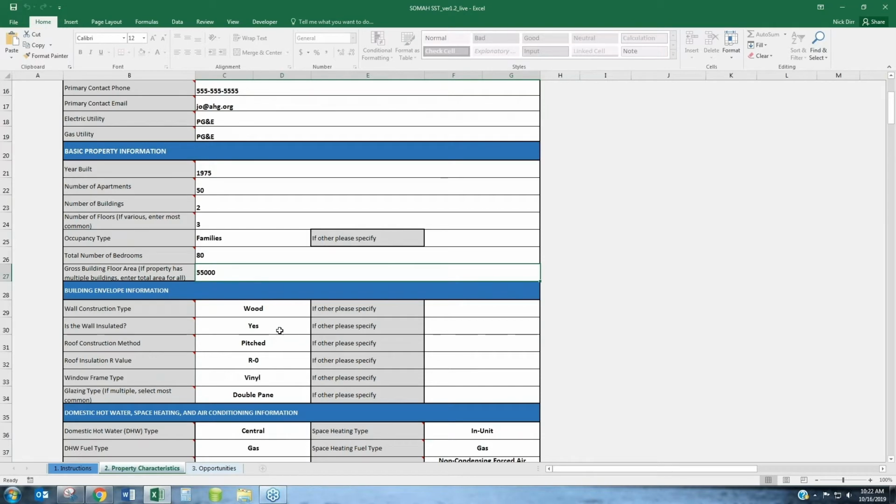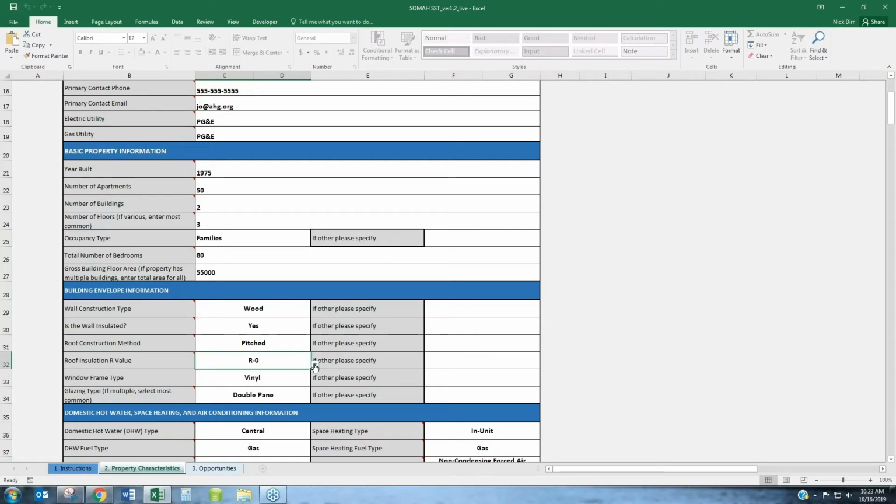Next, you'll enter building envelope information. And again, these are all very simple drop downs. And so you need to choose the wall construction type, whether it's wood, brick, concrete, metal, or other. And then just a simple yes, no, is the wall insulated? So we're not concerned what the specific R value is or the insulation type, just yes or no, whether the wall is insulated. Similar for roof construction, so whether it's pitched, flat wood, flat concrete, or other.